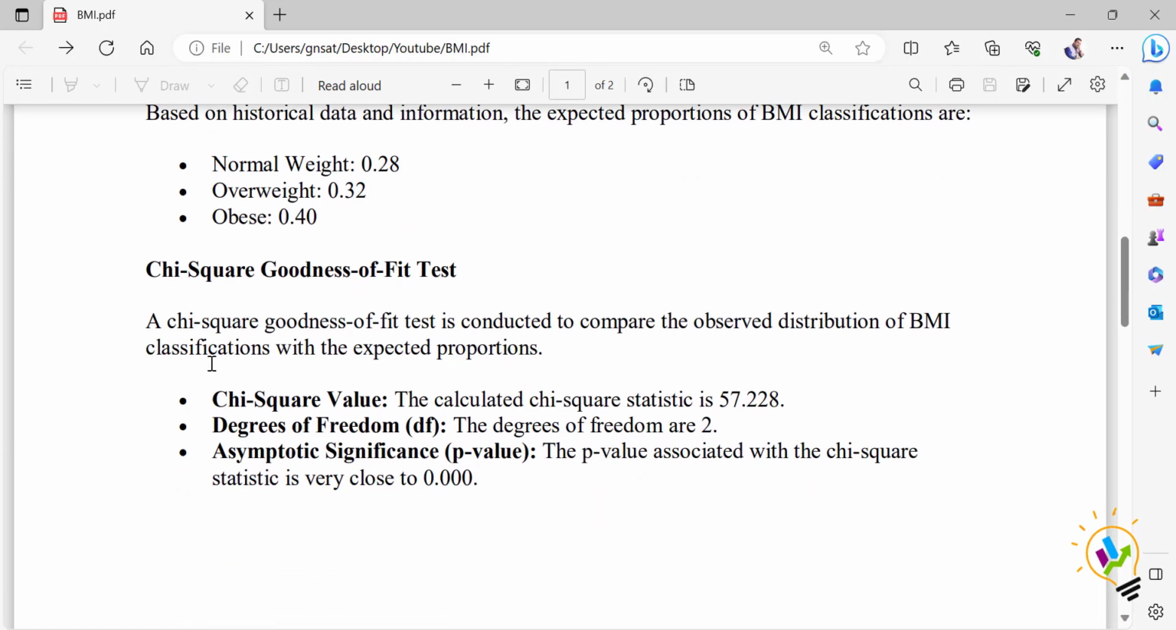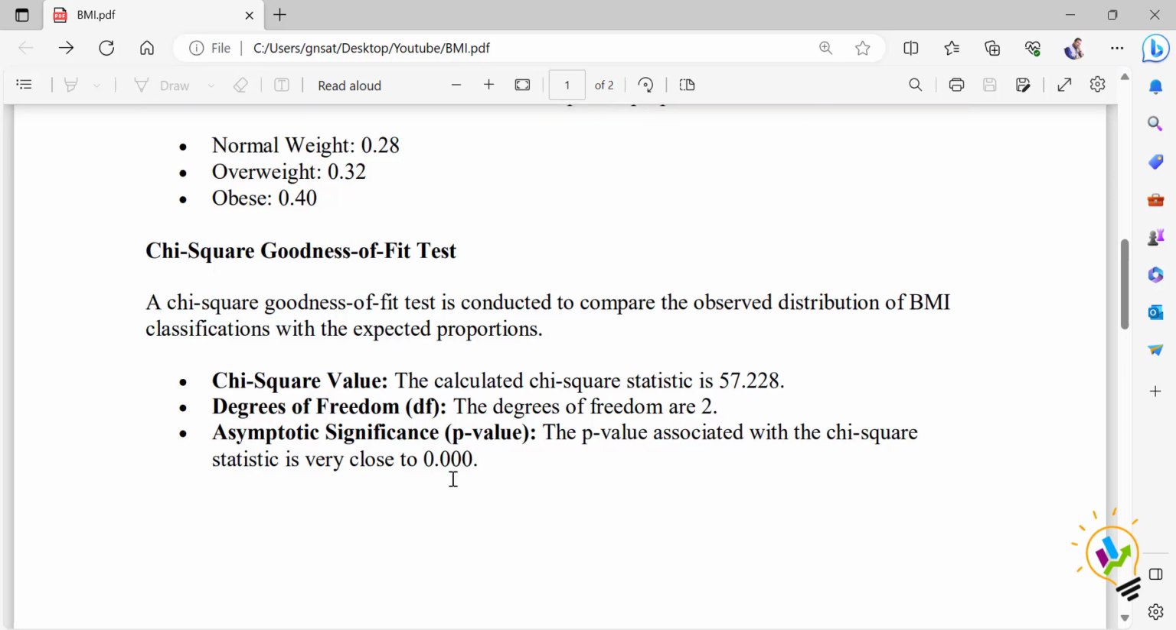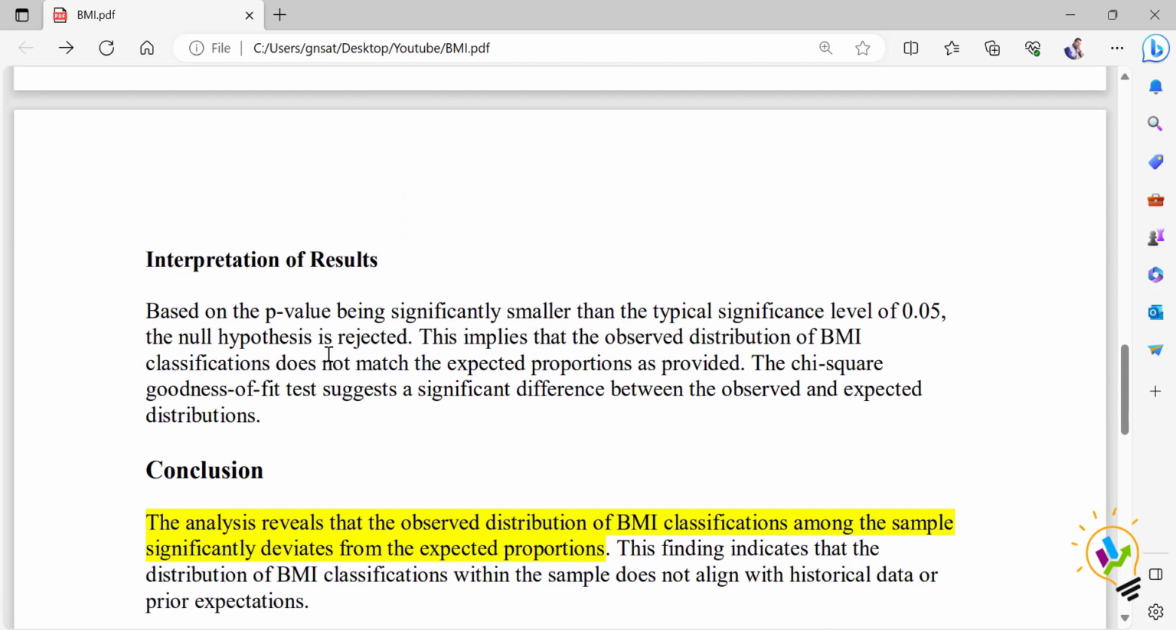Now if you see, this chi-square goodness of fit test is conducted to compare the observed distribution of BMI classification. The chi-square value we got is 57.228, degrees of freedom is 2, and the asymptotic significance value is 0.00. Now interpretation: based on the p-value being significantly smaller than the typical significance value of 0.05, the null hypothesis is rejected. This implies that the observed distribution of BMI classification does not match the expected proportion as provided. The chi-square goodness of fit suggests a significant difference between observed and expected distribution.